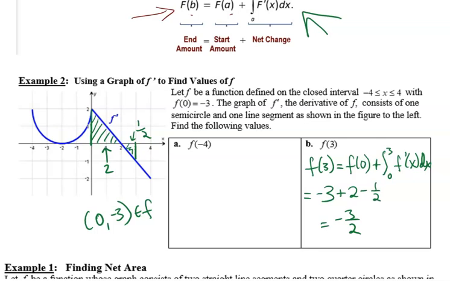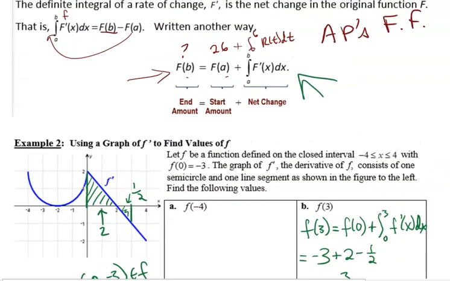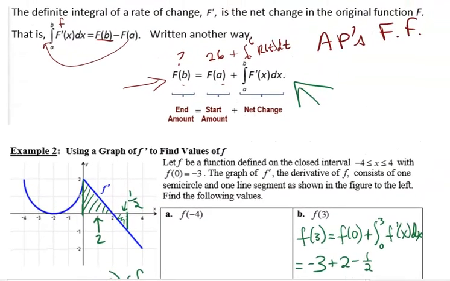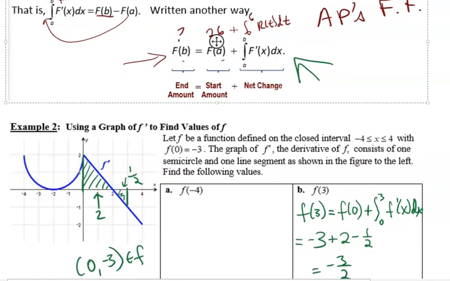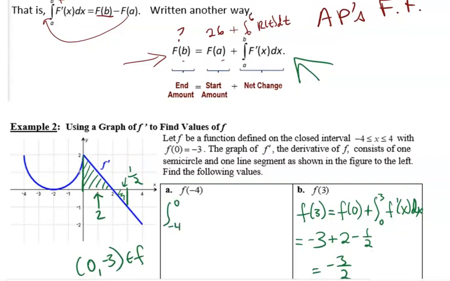Okay, for the second one, since -4 is to the left of 0, I'm going to do this one with the fundamental theorem written in this order right here, the original order. So I'm going to write the integral from -4 to 0, because order does matter, and I need to go from left to right. So the integral from -4 to 0 of f prime of x dx is equal to, and again, order matters, f of 0 minus f of -4.